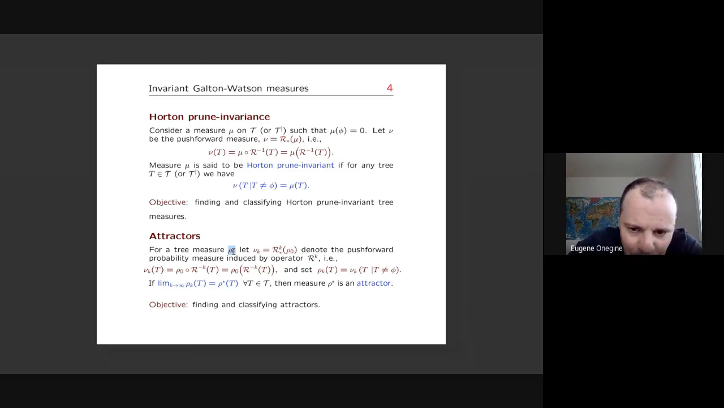I will prune it twice. I'll prune it k times, right? Obtaining rho sub k. And each time I look at the frequency of different trees, so I look at the new measure on non-empty trees. And then measure rho star is an attractor if, as you let k go to infinity, rho sub k, so if you keep pruning and pruning and pruning, rho sub k converges to rho star. Of course, an attractor has to be a Horton prune invariant measure on trees.